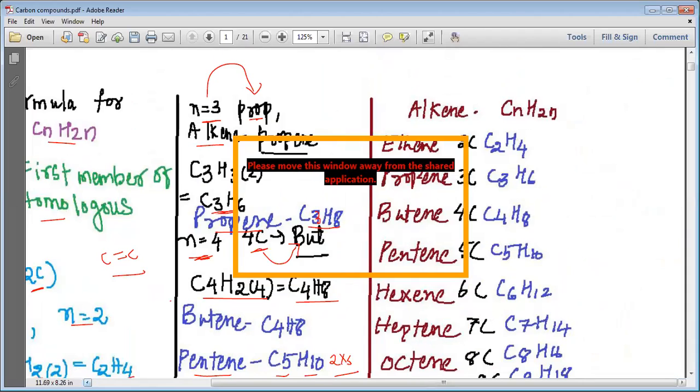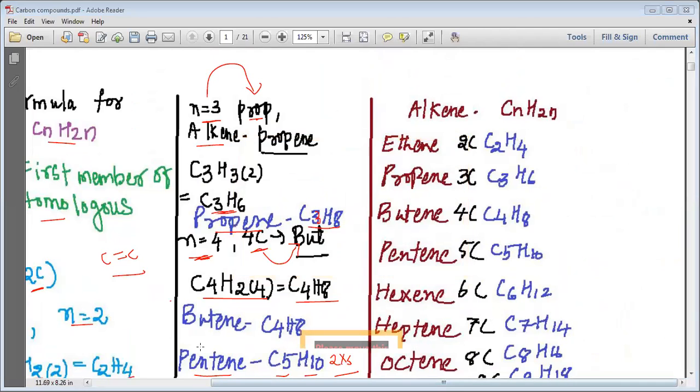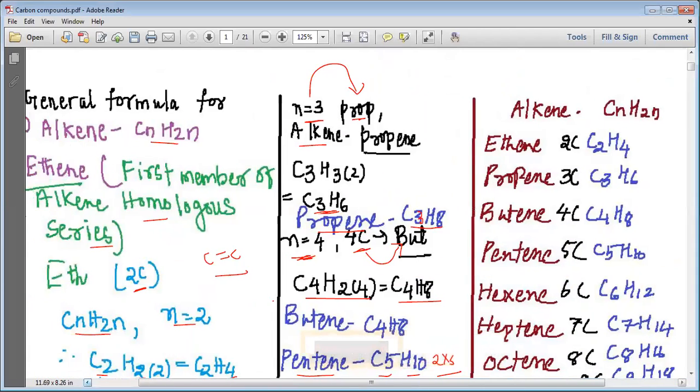Let's have a look at them, my dear students. The general formula for alkene is CnH2n. You can see here, the general formula is CnH2n. Now, if you write ethene, 2 carbon, C2H4, propene, 3 carbon, C3H6, you just need to multiply the number of carbon with 2 so that you get the number of hydrogen.